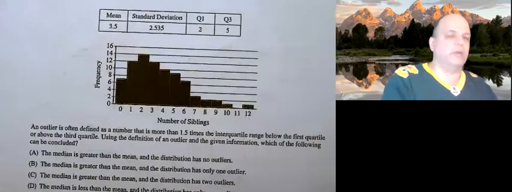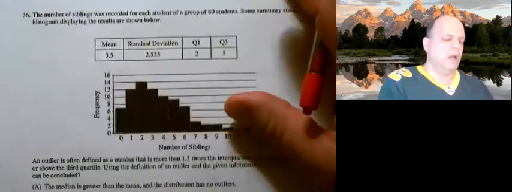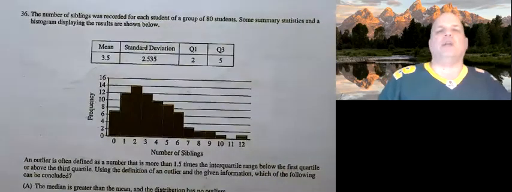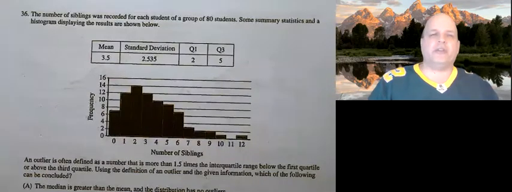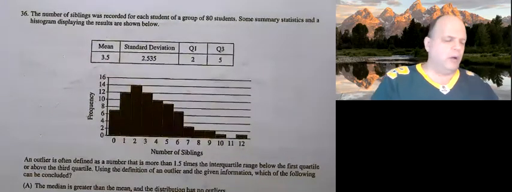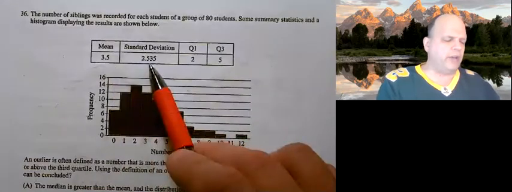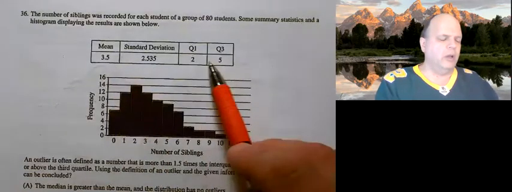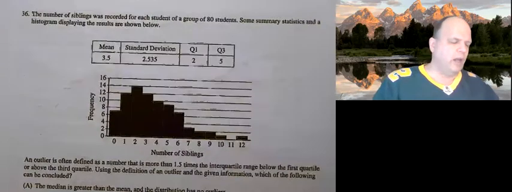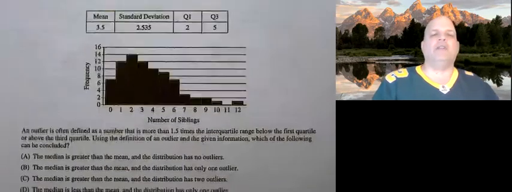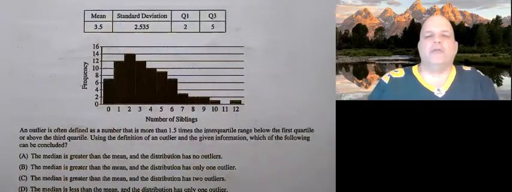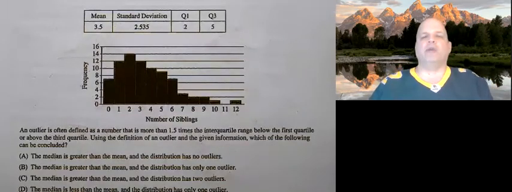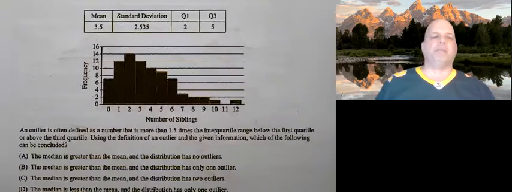Number 36. The number of siblings was recorded for each student of a group of 80 students. Some summary statistics and a histogram displaying the results are shown below. So we have a mean of 3.5, a standard deviation of this, Q1 of 2, Q3 of 5. An outlier is often defined as a number that is more than 1.5 interquartile ranges below the first quartile or above the third. Using the definition of an outlier and the given formula, which of the following can be concluded?